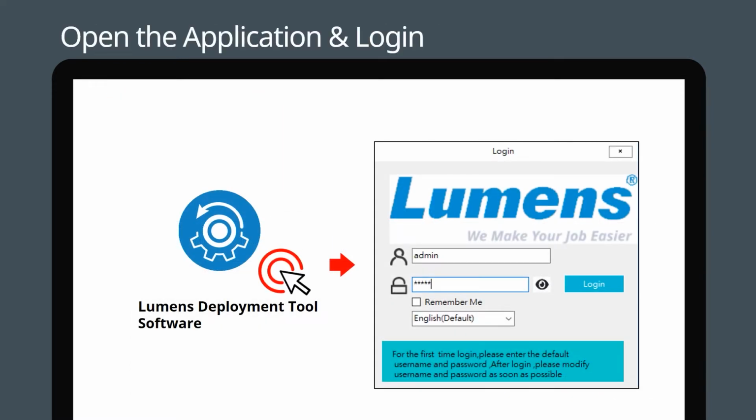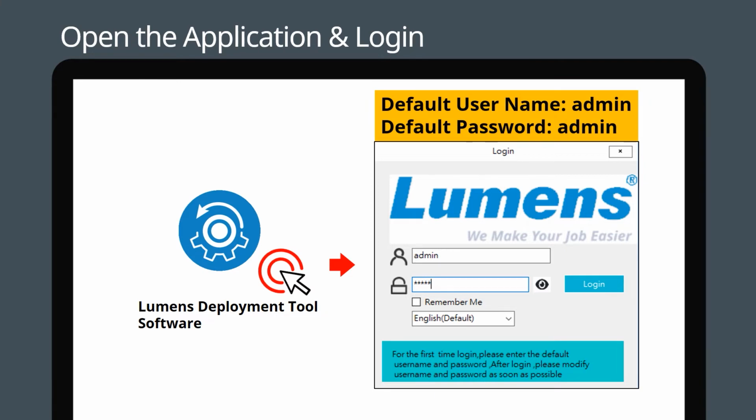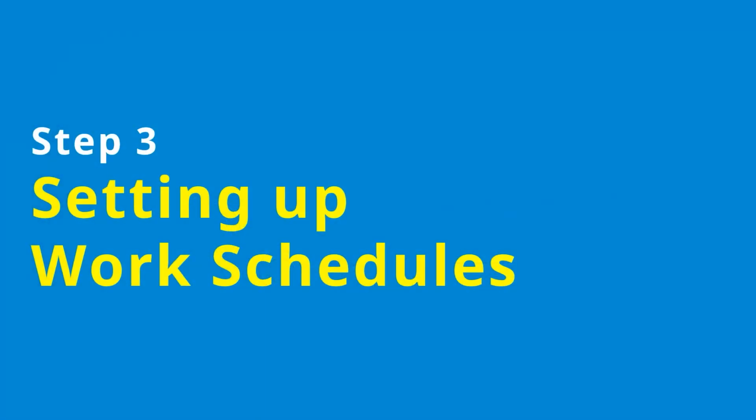Open Lumens Deployment Tools. Type in username and password, then click Login. By default, both the username and password are admin. Now you're logged on, let's create a new job.